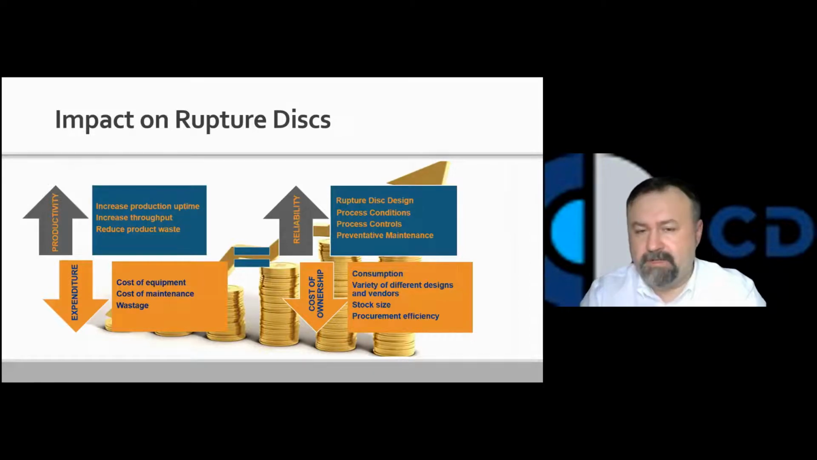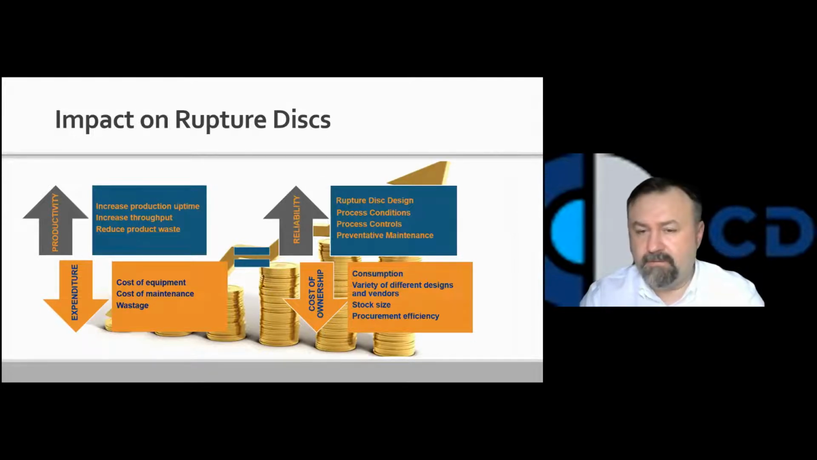Now, in terms of operational expenditure, the rupture disc translates into the cost of ownership. So naturally, the consumption: the more preventative maintenance we carry out to make the process more reliable, the more rupture discs we consume. So that's a direct correlation on cost. Then variety. Often this cost is exacerbated if on a single site there are a number of different vendors, for example, or different designs by the same vendor used in the process.